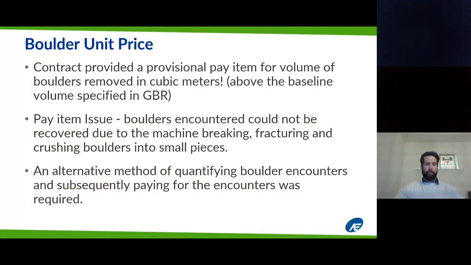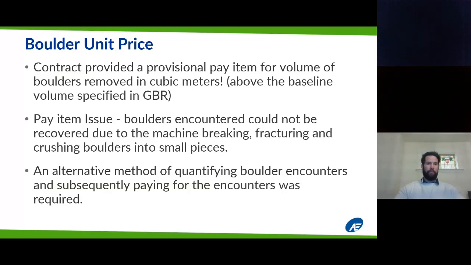So as part of the contract, we did include a boulder unit price, and this was agreed with the region at the time. As we said, this is a 14-kilometer long project. There are many different types of tunnel methodologies used on it. So the contract provided a provisional pay item for a volume of boulders removed in cubic meters. And of course, this is only for the volume received above the baseline volume specified in the baseline report.